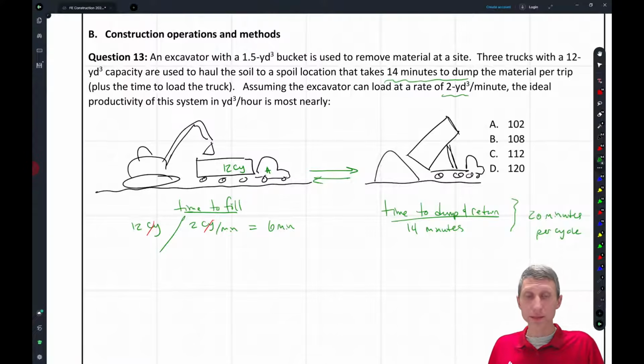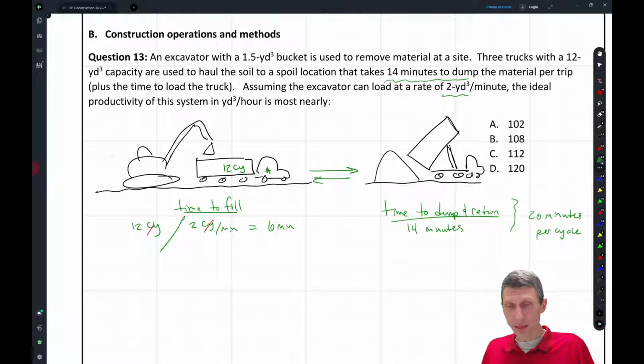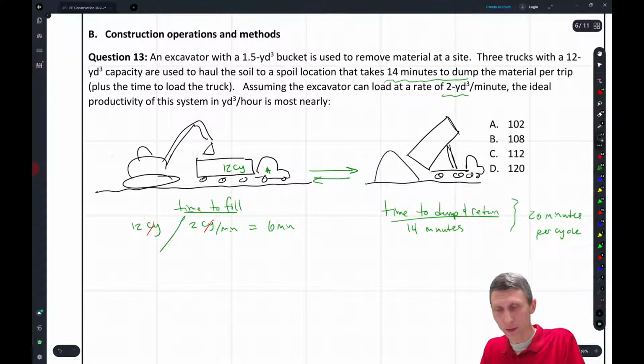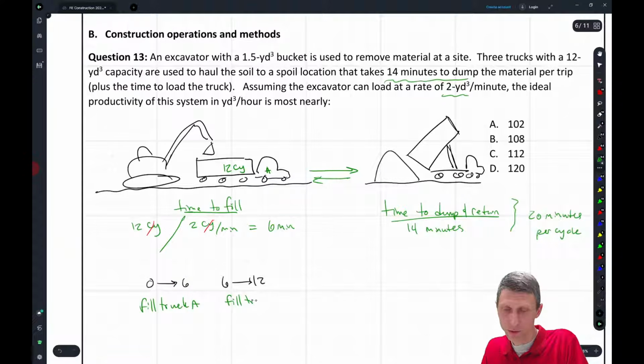But let's take a look. We've got 3 trucks, right? It's going to take 6 minutes to fill the first one. So we can look at it like this: from 0 to 6, what are we doing? We're filling the first truck, truck A. Then what happens? Well, from 6 to 12, we're going to fill truck B.